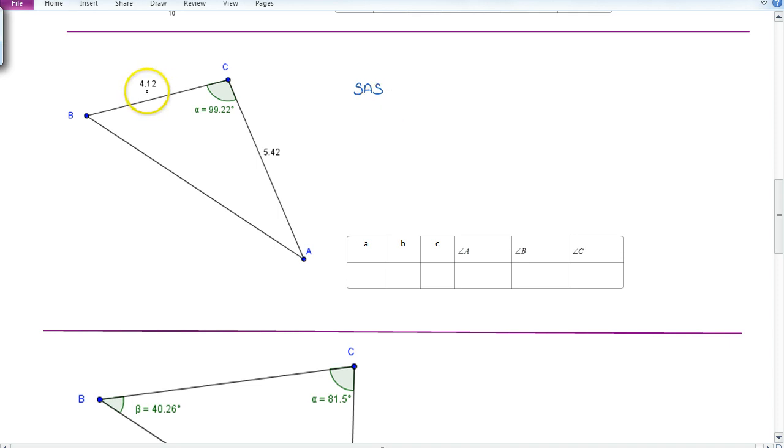So therefore, let's take a look. The side here, if this is angle A, that's side A. So side A is 4.12. This is angle C, which is 99.22 degrees. It's very important that you put the degrees symbol. If you don't put degrees, you're actually indicating a different unit of measurement called a radian, which you might not have gotten to yet, but is very different than a degree. And then we see this is angle B, so that's side B, which is 5.42.